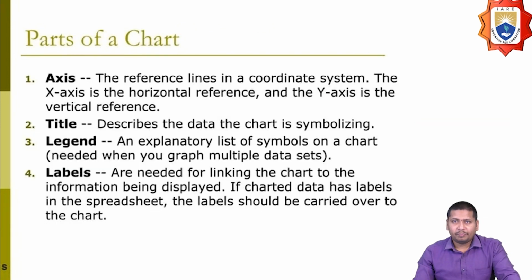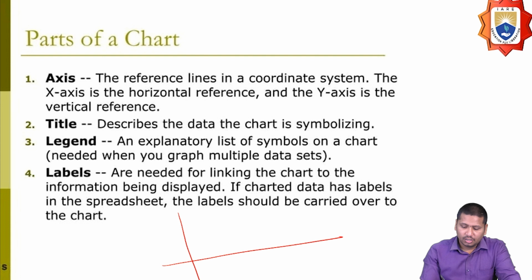So what are the various parts of the chart that I normally see? Normally there are axes. The axes are nothing but the reference lines in a coordinate system. The x-axis is the horizontal reference and the y-axis is the vertical reference. This is the horizontal reference, and this is the vertical reference.